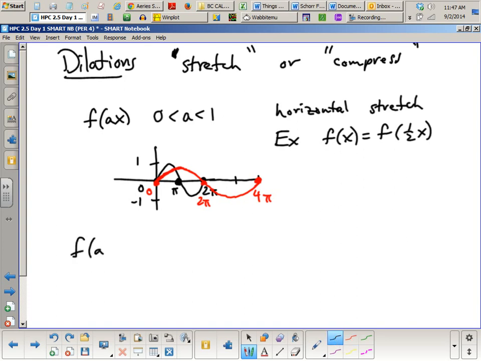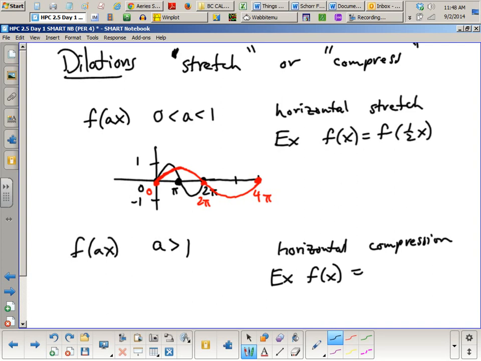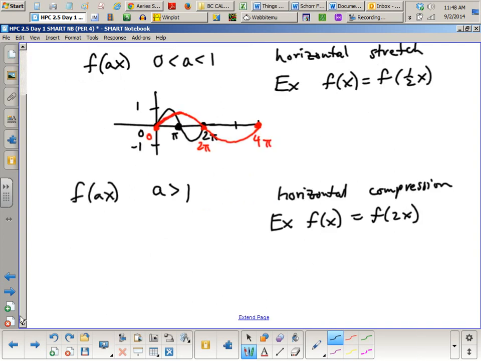Let's do f of ax, where a is a number bigger than 1. So when I say bigger than 1, I mean like 10/9 and 5/3 and 1.2. Okay? Anything bigger than 1. 16. All right? So let's draw a graph for that. This will be a horizontal compression. So let's do f of 2x. 2x sounds so wide, you know, double the width, double the x's. It's going to get narrower, actually.